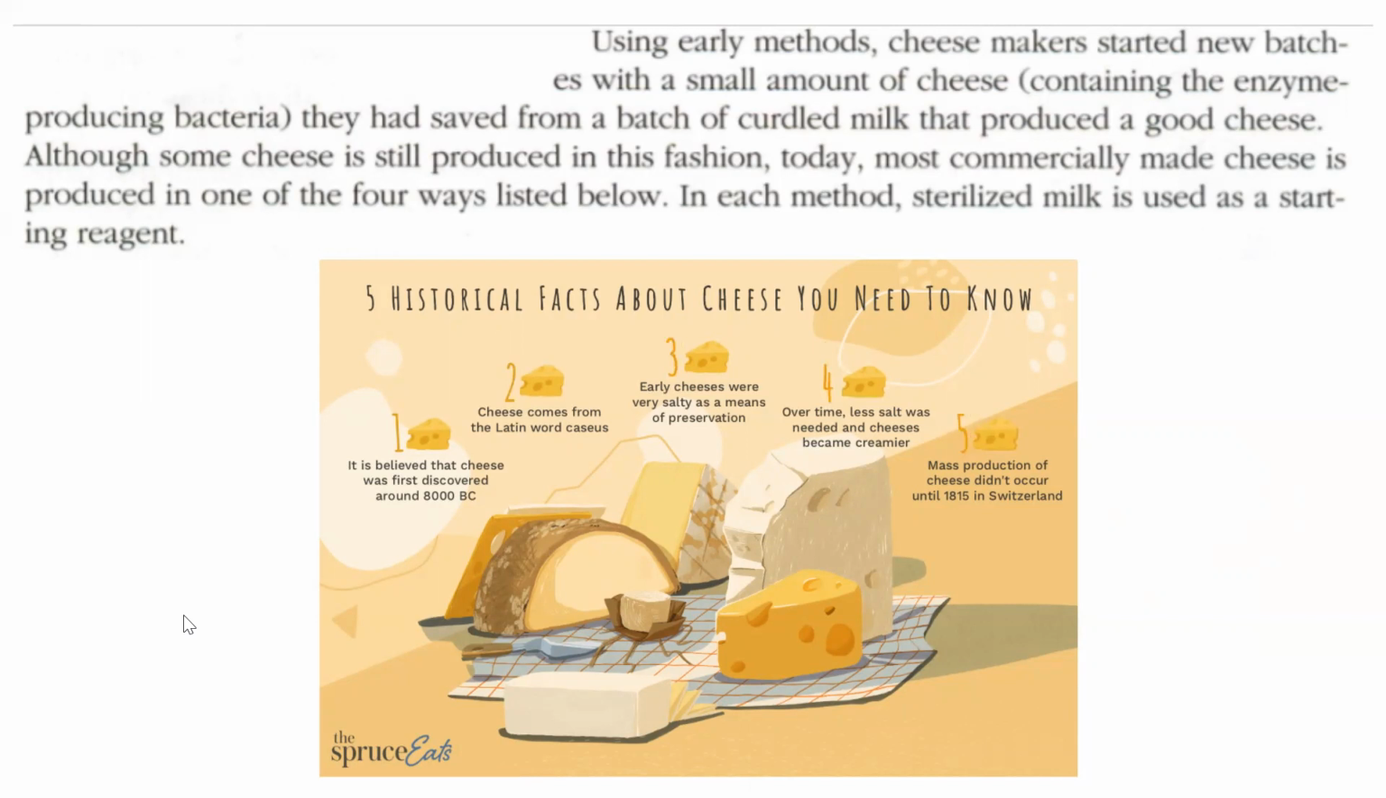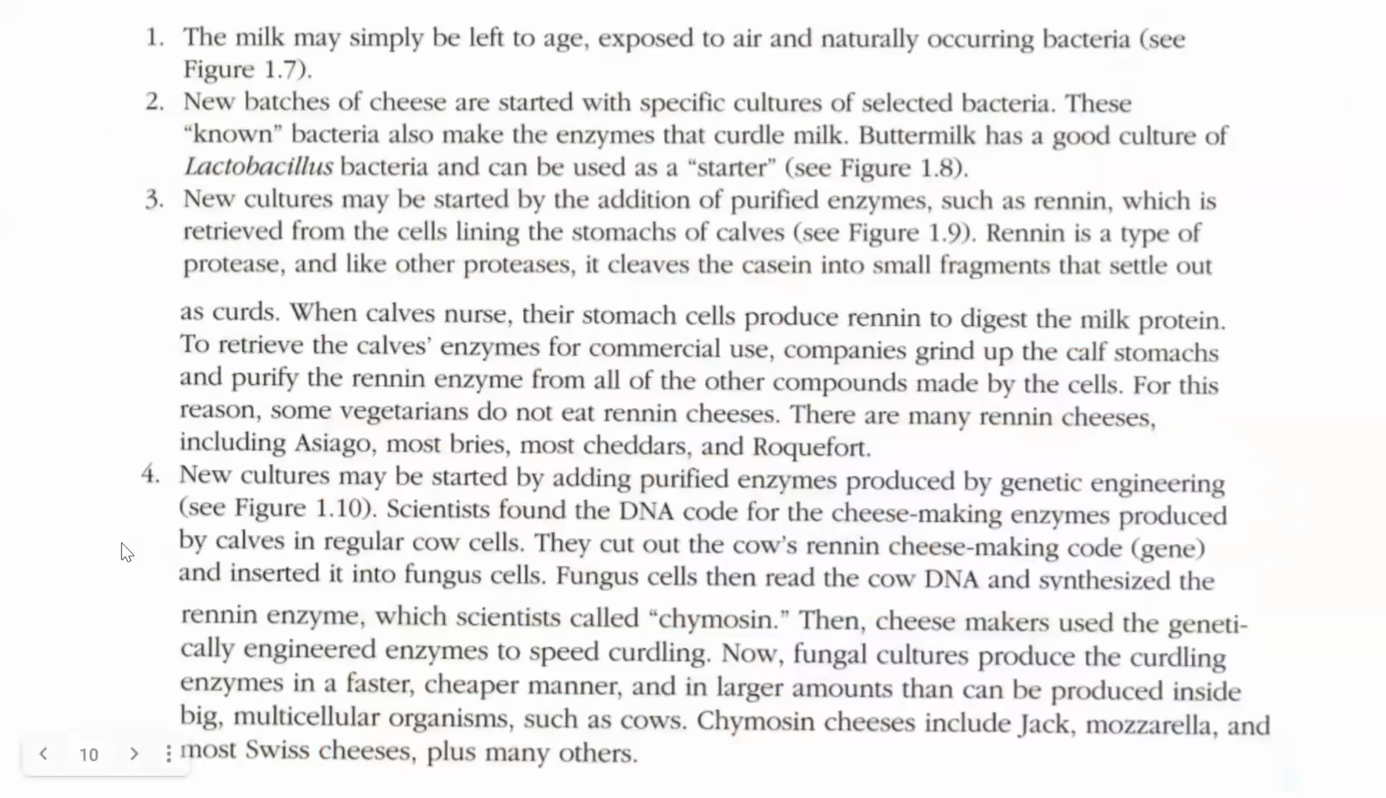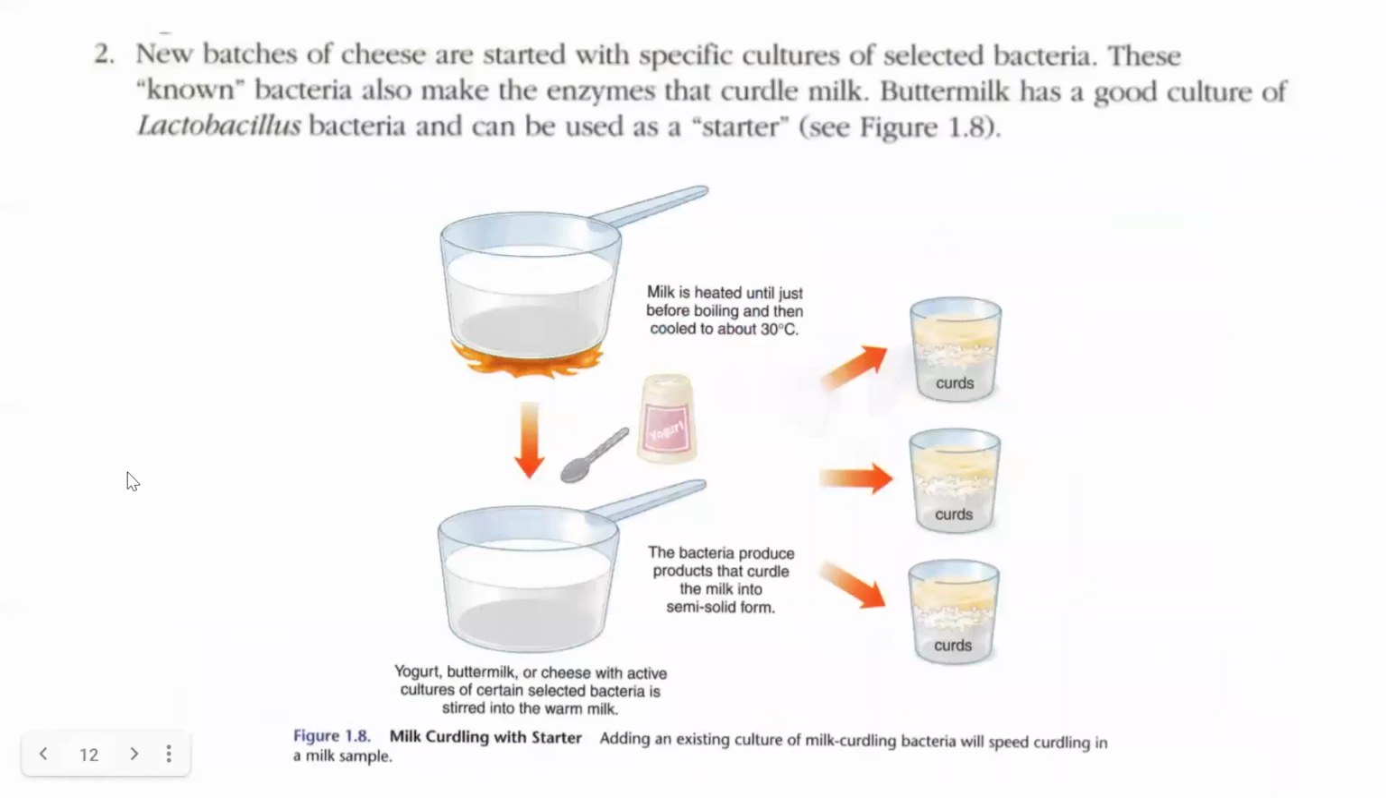Over time, less salt was needed and cheeses became creamier. And those are like the fancy cheeses, right? The soft cheese. Mass production of cheese didn't occur until 1815 in Switzerland. All right. So basically there's 4 different ways, and these 4 different ways of cheese making are going to be the 4 different things that we're going to do in our lab. So tomorrow we'll start with going over those 4 different ways.